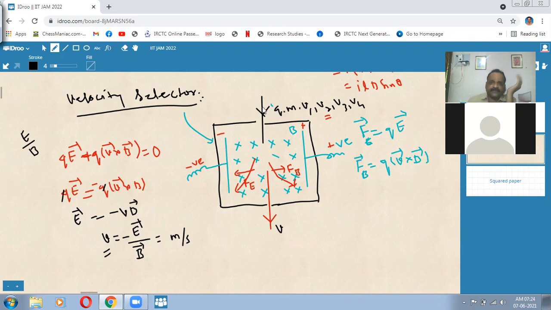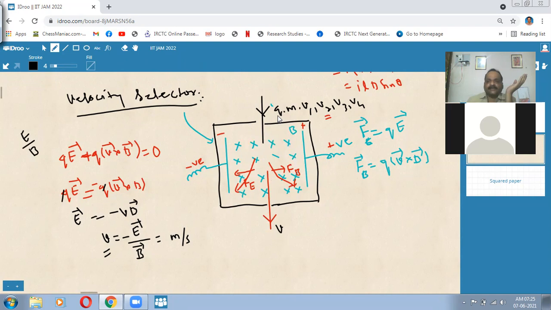Here I am sending particles with all possible velocities. Particles with one specific velocity will be able to come out of that region undeflected like this. Because only particles with specific velocity can pass through this region and come out of this hole undeflected, this region is called velocity selector region.